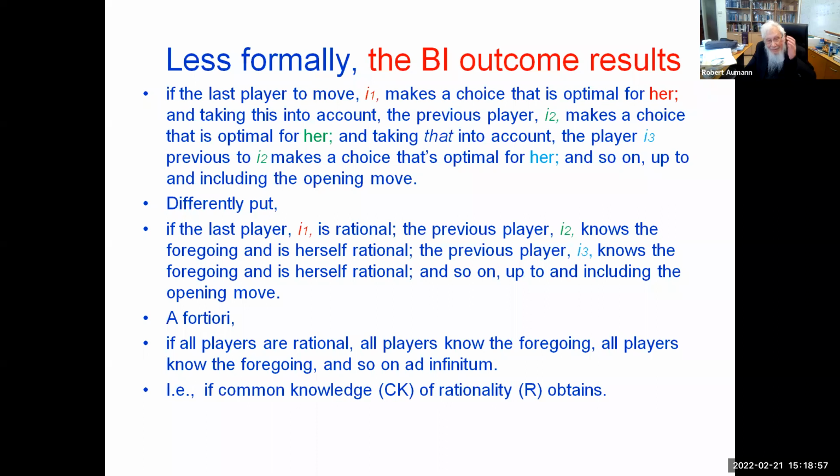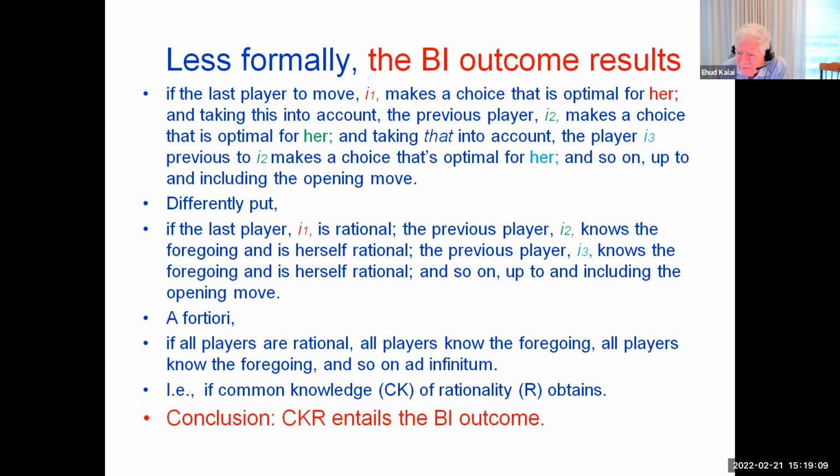Now, this is the definition of common knowledge of rationality. Did you define what you mean by rational yet? Before common knowledge even? Rational means making a choice that's optimal. This is less formal, and we're going to go back to more formal soon. By rational in this slide, which is the crux of the matter, what I mean is doing something that's optimal for you. You're rational if you make an optimal choice. So the conclusion is that common knowledge of rationality entails the backward induction outcome.